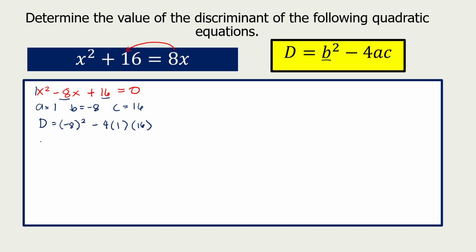And then simplify it. We have d equals the square of negative 8 is positive 64, and then negative 4 times 1 is negative 4, and negative 4 times 16, that will give us negative 64. And 64 minus 64, that is 0. Therefore, the discriminant of this equation is 0.